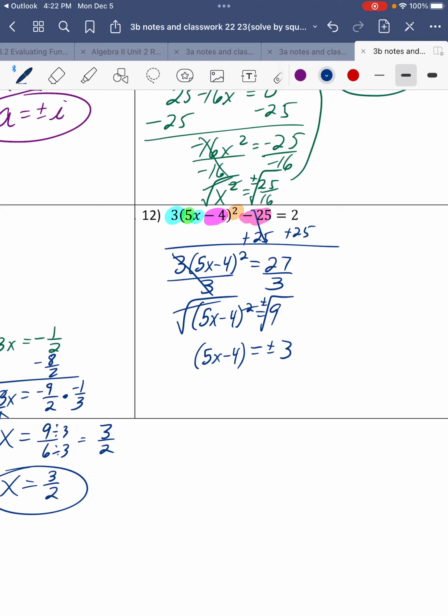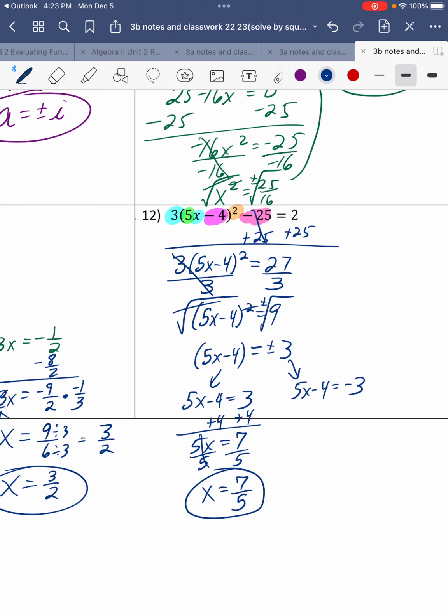Now, because this has more going on with the problem, I need to break it into two problems. I have 5x minus 4 equals a positive 3, and 5x minus 4 equals a negative 3. There are more operations to go with the 5x, so I need to continue with this, breaking it up. So you'd add 4 and divide by 5. Get x equals 7/5 as a solution. Add 4, negative 3 plus 4 is 1, divide by 5. And we get x equals 1/5.